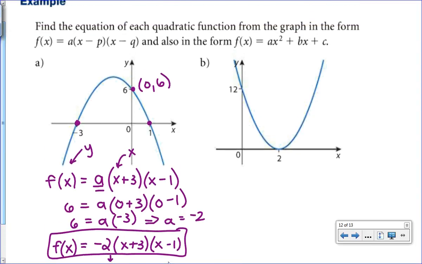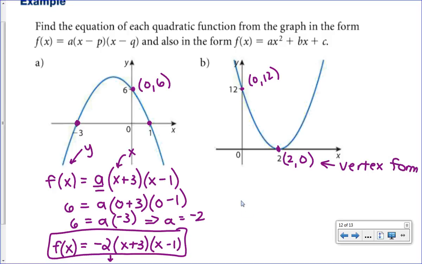They give us some slightly different information. This time they give us a very important point on a parabola, the vertex. And then they give us one other point, the point (0, 12). Let's see if that's enough information to get us somewhere. When I have the vertex, it's really easy for me to write, or at least set up, the vertex form, even though I'm not asked for that here.